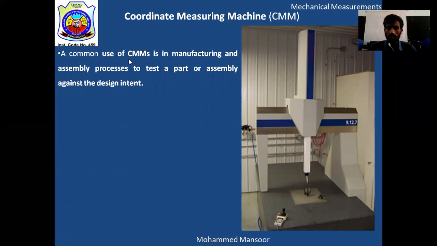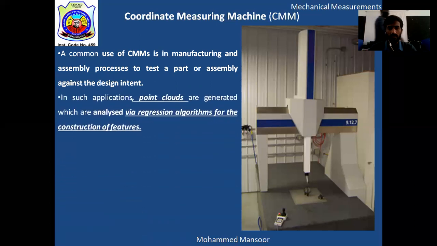A common use of CMM in manufacturing and assembly processes is to test a part or assembly against the design intent. So we test whether the part is manufactured according to the design. In such applications, point clouds are generated, which are analyzed by algorithms, and these are converted into features. That is what we call construction of features.